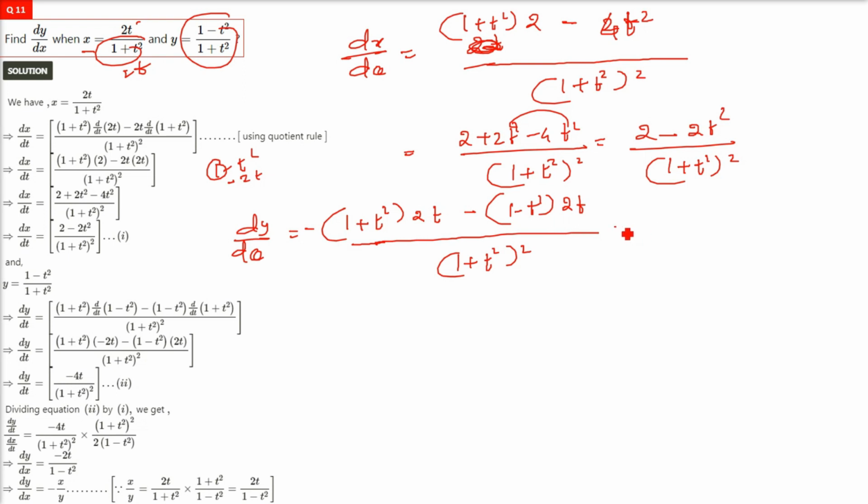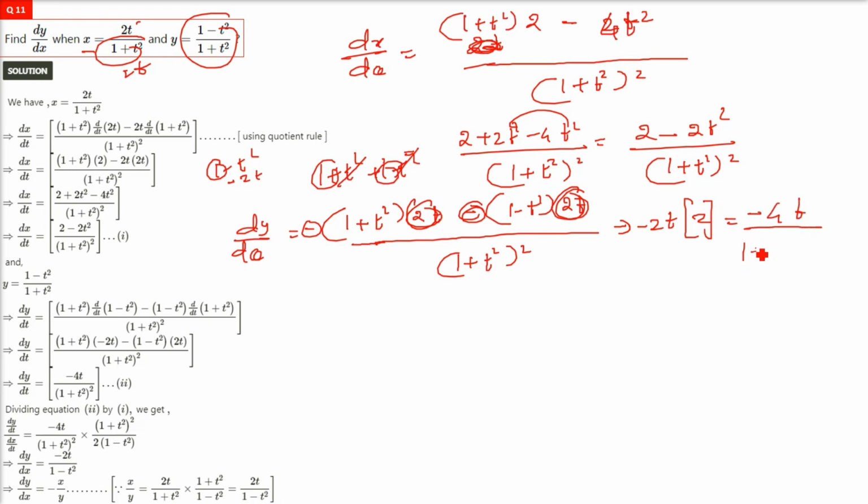Okay. So we can take minus 2t outside because minus 2t is in both terms. So I am taking outside, 1 plus t square will remain since we have already taken the negative outside. 2t is also outside. T square gets cancelled. 1 plus 1 is 2. Okay. 2 into minus 2t is minus 4t. So minus 4t will be divided by 1 plus t square whole square.